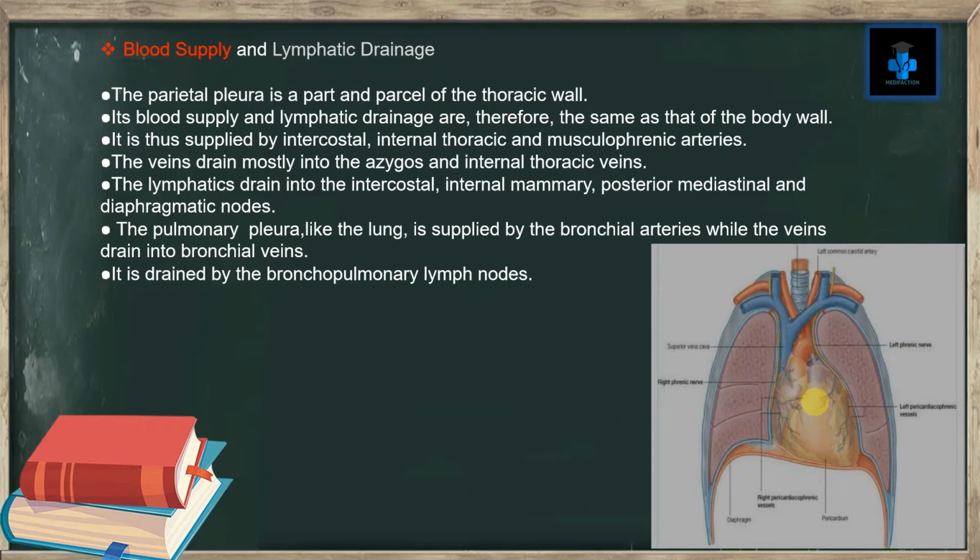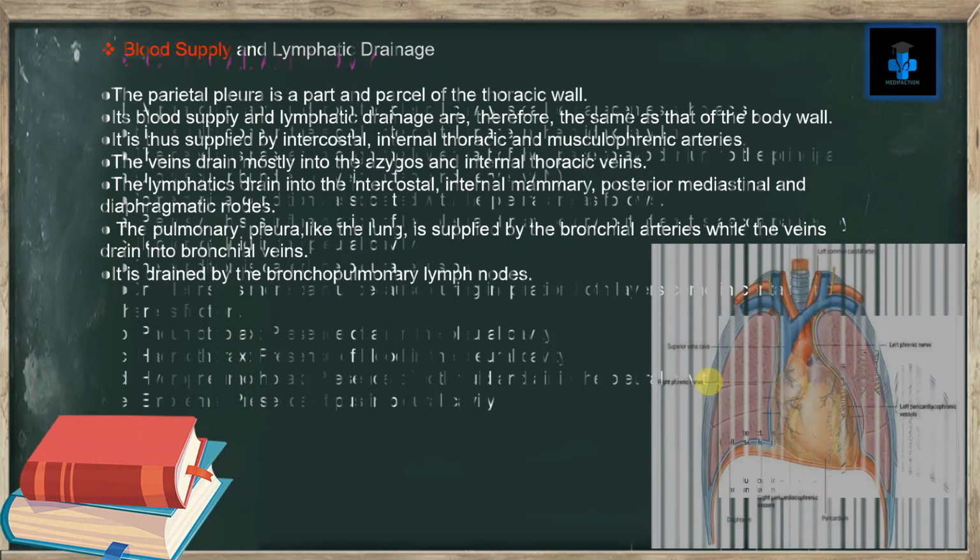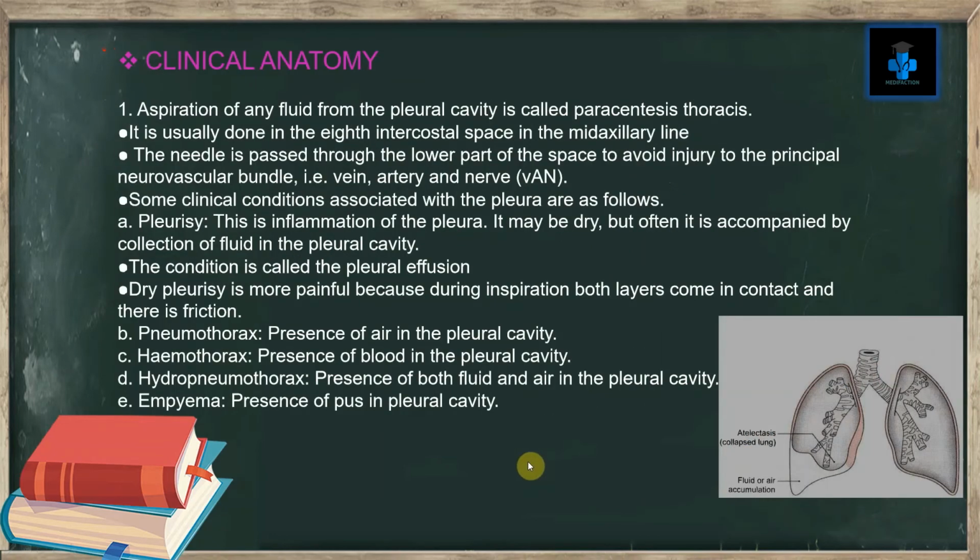The pulmonary pleura, like the lung, is supplied by bronchial arteries, while the veins drain into bronchial veins. It is drained by bronchopulmonary lymph nodes. Now let's check some important clinical anatomy. Number 1.